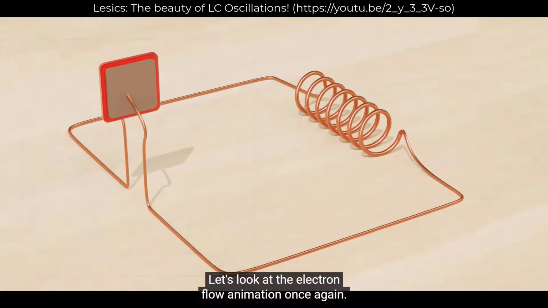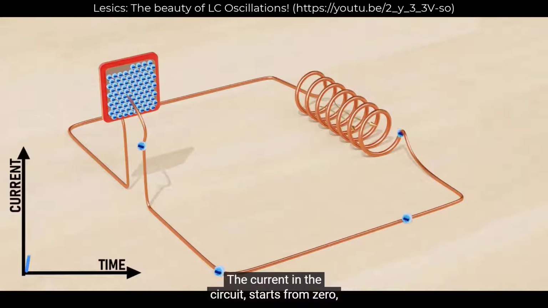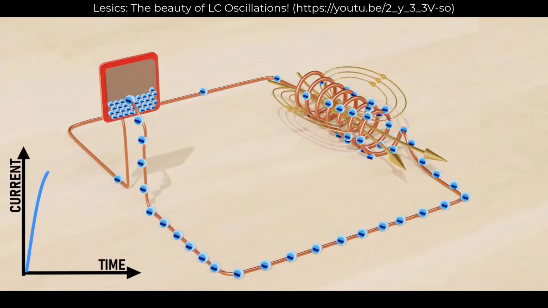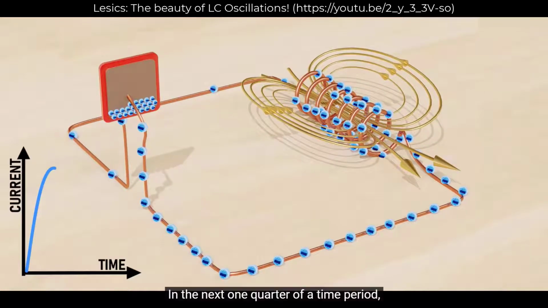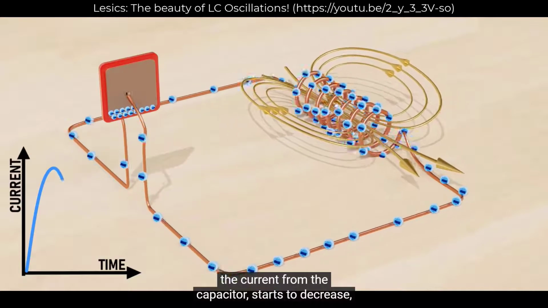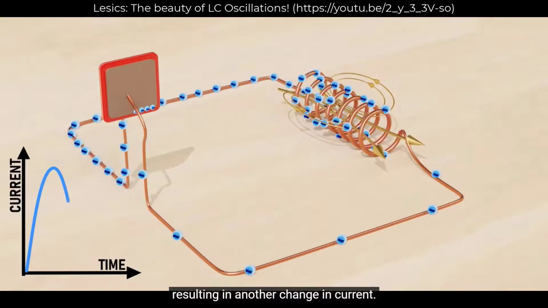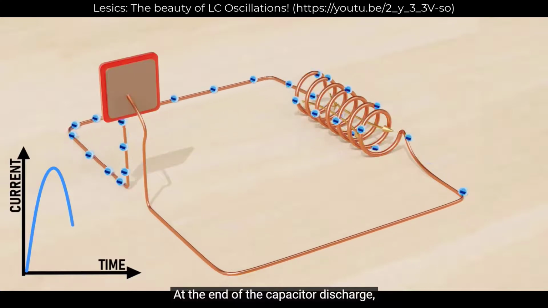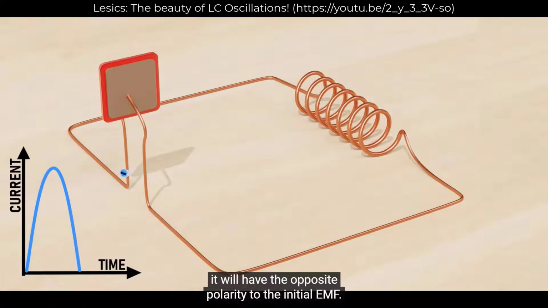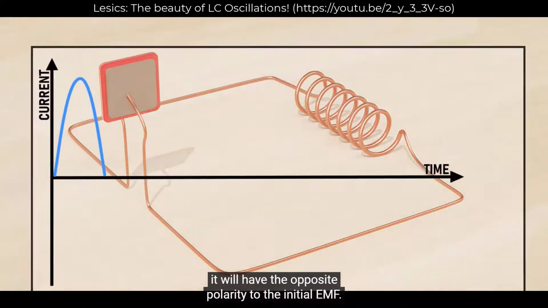Let's look at the electron flow animation once again. The current in the circuit starts from zero and gradually achieves the maximum value. In the next 1/4 of a time period, the current from the capacitor starts to decrease, resulting in another change in current. At the end of the capacitor discharge, if you check the EMF across the inductor, it will have the opposite polarity to the initial EMF.